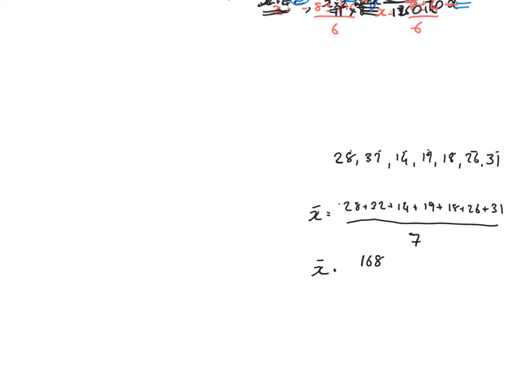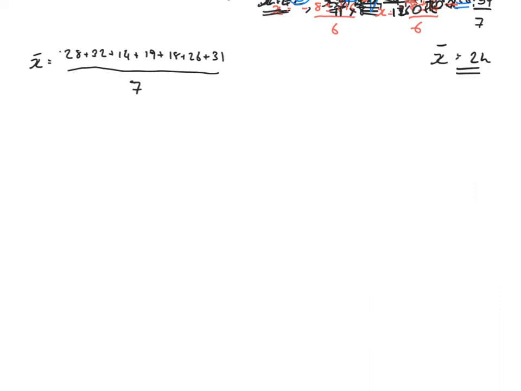Okay, so in the calculator that's 168 divided by 7, which will give me x bar equals 24. Okay, my next move is to set up a table. So x minus x bar, and x minus x bar all squared. Okay, so x is all the numbers, so let's list them down the side: 28, 32, 14, 19, 18, 26 and 31.